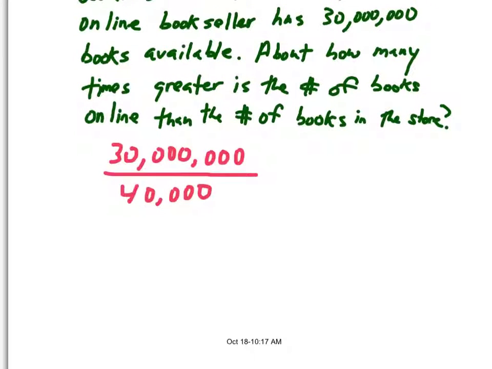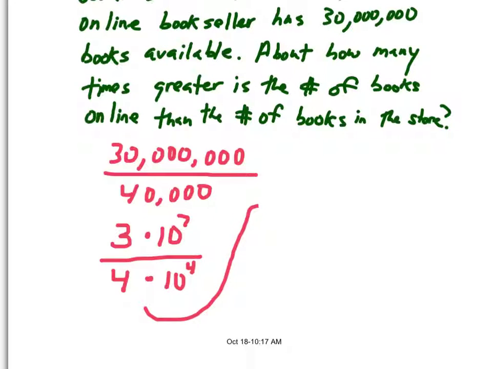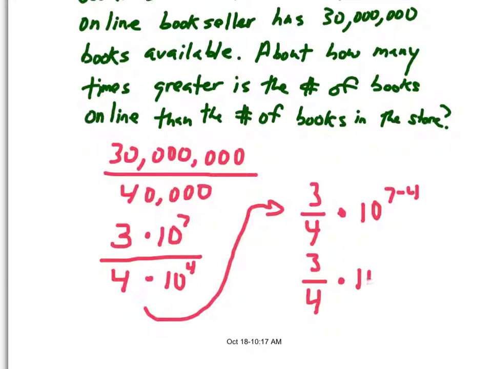So 30 million is actually equal to 3 times 10 to the 7th power. 40,000 is equal to 4 times 10 to the 4th power. We can subtract the exponents there. Treat this like two different fractions, really. So it's 3/4 times, if I go 10 to the 7 minus 4, I get 3/4 times 10 to the 3rd power, right? So it's that many times greater.